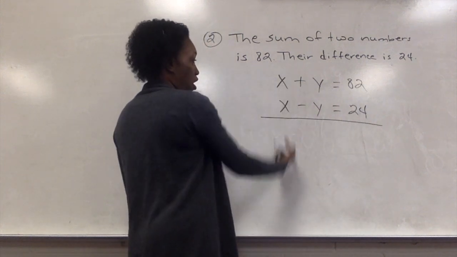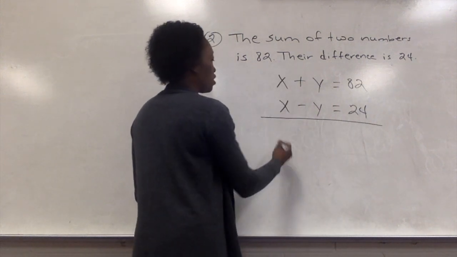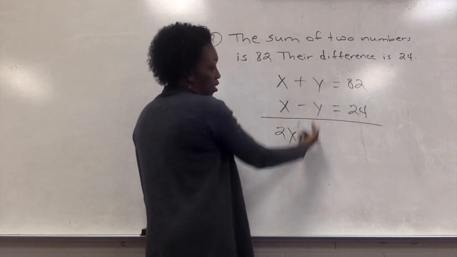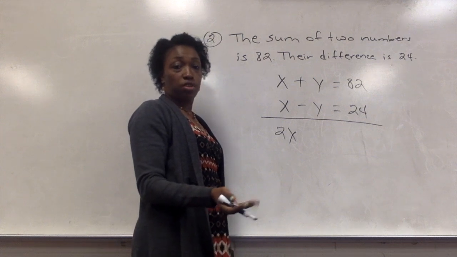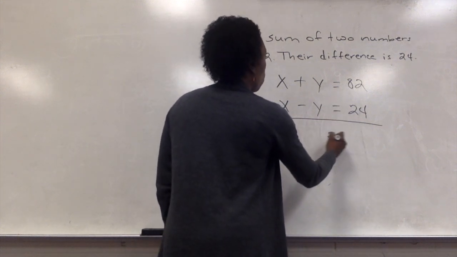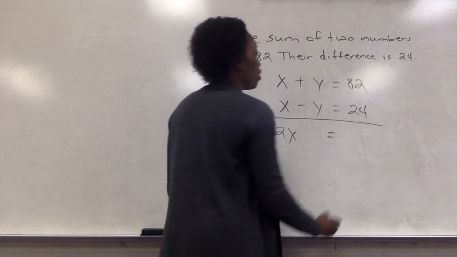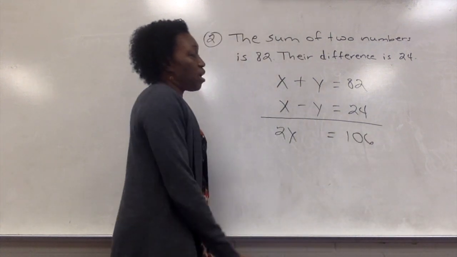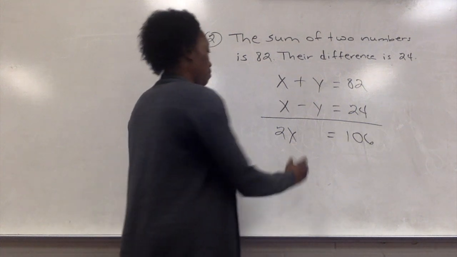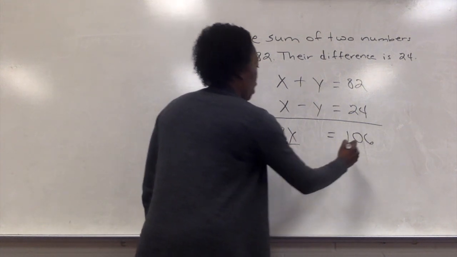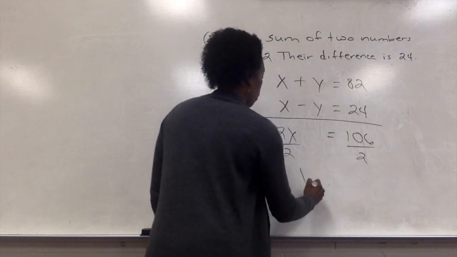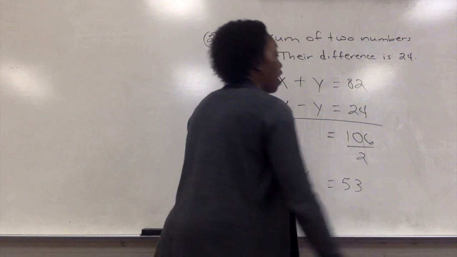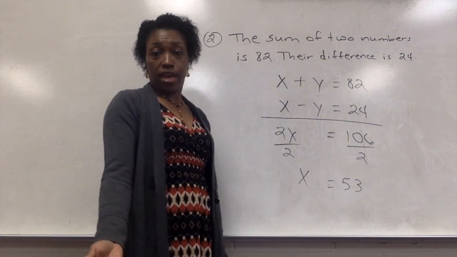So when we add up our x column, x plus x is 2x. Our y column will cancel out because they're opposite each other. And then, of course, 82 and 24 gives us 106. From here, we're going to solve for x. So when I divide both sides by 2, I get 53 for x.